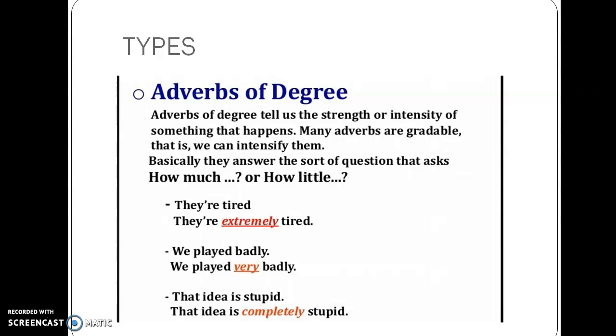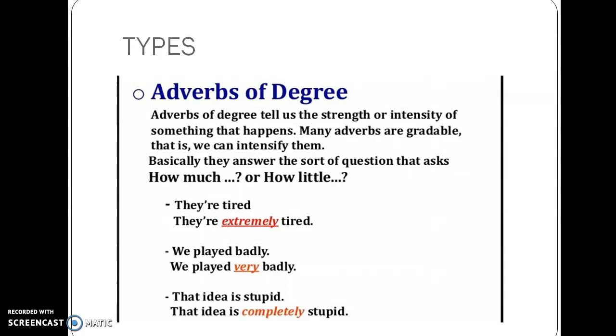And adverbs of degree are mostly used before verbs or before adjectives or before other adverbs. They never come at the end of a sentence. They will always come before a verb or before the word they modify. If they are modifying an adjective, they will come before an adjective. For example, she is very smart. Smart is an adjective and very has come before it.